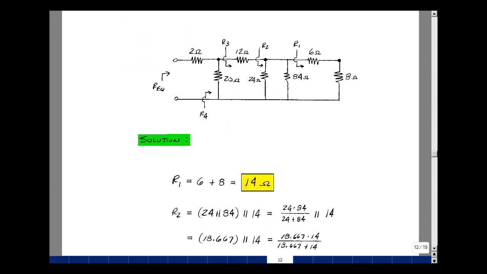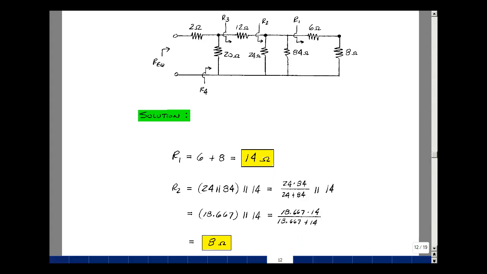With 3 in parallel, I'm going to take 2 at a time. Take the product over the sum. Really any two. Here I'll do the 24 and the 84. And doing this on my calculator, I got 18.667. And then that being in parallel with 14 would be product over sum. And that turns out to be 8 ohms. All of this is reduced to just 8 ohms.